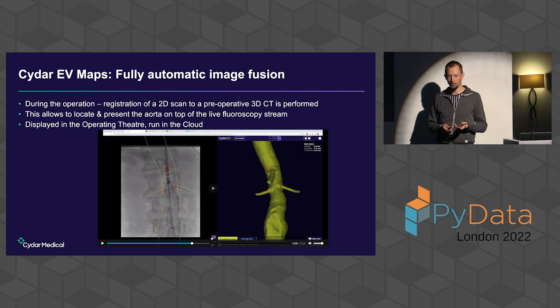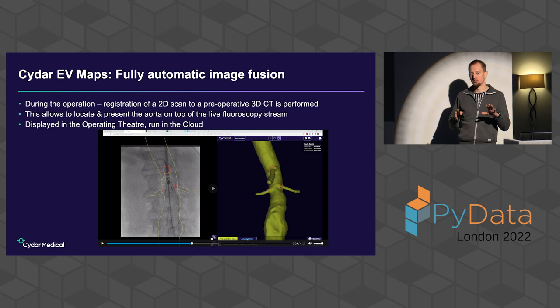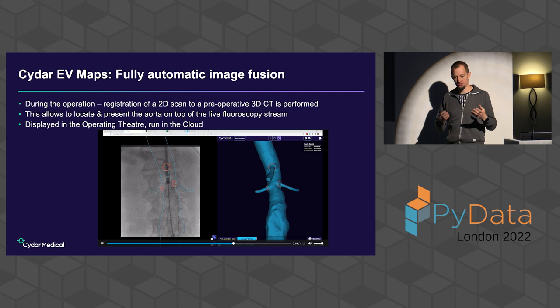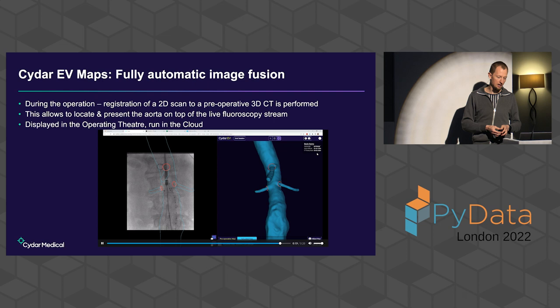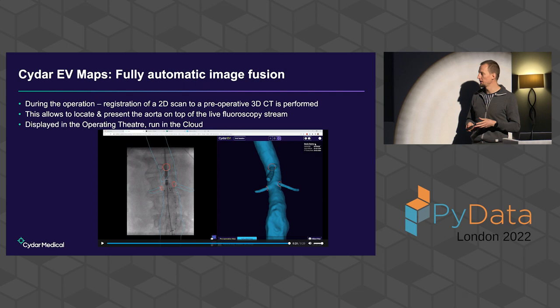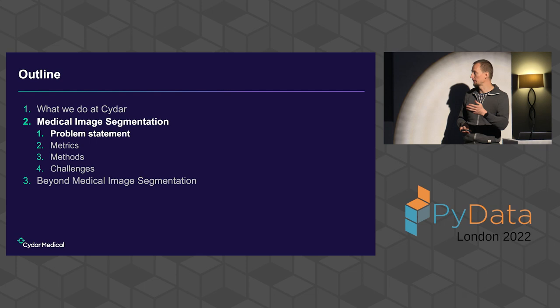And the main feature of Sidar is that it maps the 2D image acquired during the operation to the 3D anatomy that was acquired preoperatively and displays this outline, this overlay of the aorta on top of the patient to help surgeons navigate during the procedure when they use their tools and devices inside the body. And the interesting technical thing here is that the main part runs in the cloud on multiple GPU-enabled machines, and it's displayed in the operating theater. Okay, but to get it, we need the segmentation to be available. So let's quickly revisit what we mean by that.